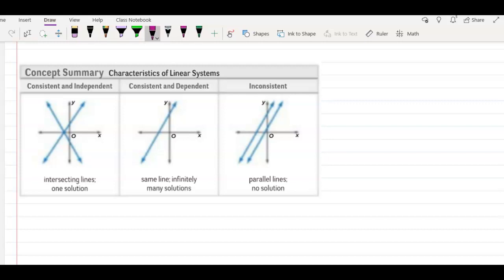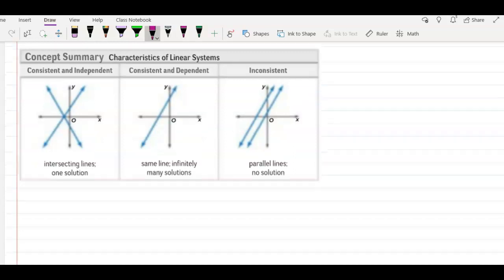A system that has one solution, intersecting lines, is consistent and independent. If it's the same line on top of itself, consistent and dependent. And if the lines are parallel, they would be inconsistent. It is not possible for an inconsistent system to be dependent. It is not possible for an inconsistent system to be independent. In order to be dependent or independent, they need to at least cross once.